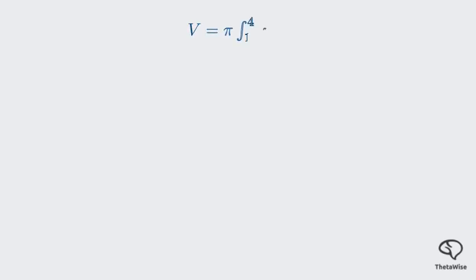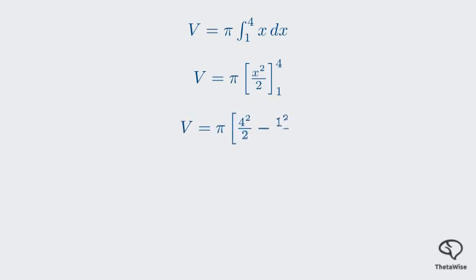V equals pi times the integral from 1 to 4 of x dx. The integral of x is x squared over 2. So we have V equals pi times x squared over 2 evaluated from 1 to 4. Now we substitute our limits of integration. This gives us pi times 4 squared over 2 minus 1 squared over 2, which is pi times 16 over 2 minus 1 over 2.